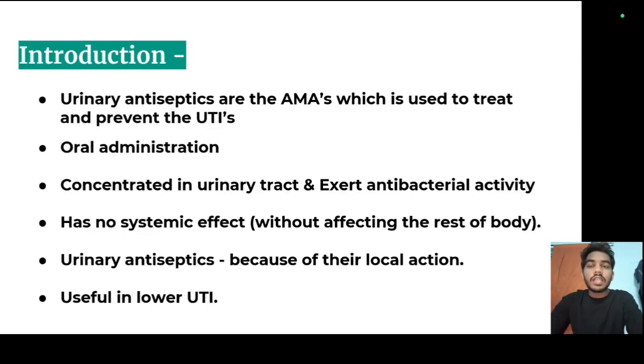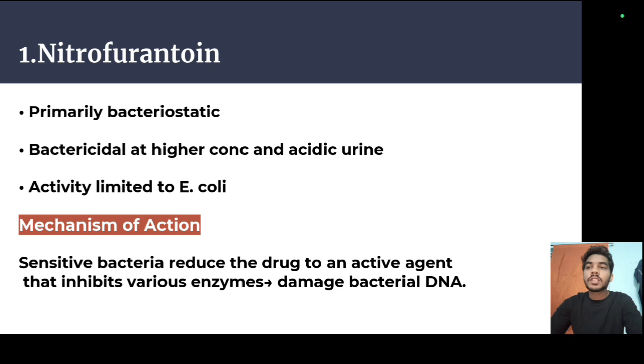Urinary antiseptics are the antimicrobial agents which are used to treat and prevent UTIs. They are commonly administered by the oral route. They get concentrated in the urinary tract and exert antibacterial activity. They have no systemic effect and are useful in lower UTI. Let's start with the first drug, nitrofurantoin. Nitrofurantoin is primarily a bacteriostatic drug and its activity is limited to Escherichia coli.